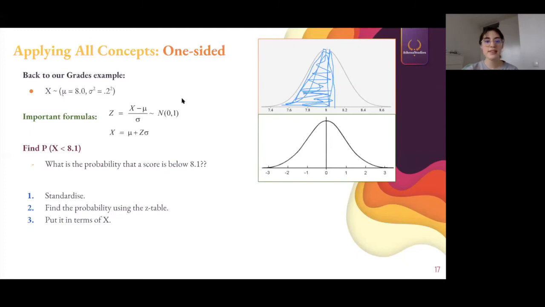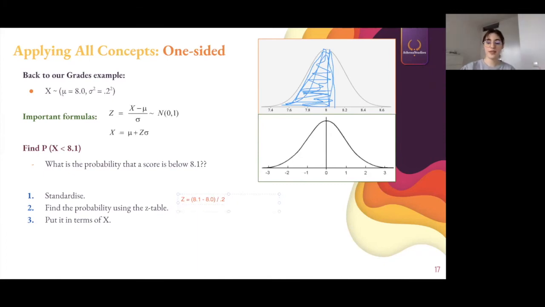The way we standardize is just with the equation that we did at the very beginning of the class. I also gave it to you right here, and it'll also be on your formula sheet, so don't worry about that. But first, let's standardize. We have z equal to the x value that they gave us, which was 8.1, so 8.1 minus mu, which is 8.0, and then we divide it by the standard deviation, which is 0.2, which they also gave us.